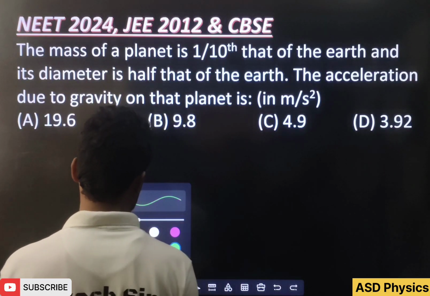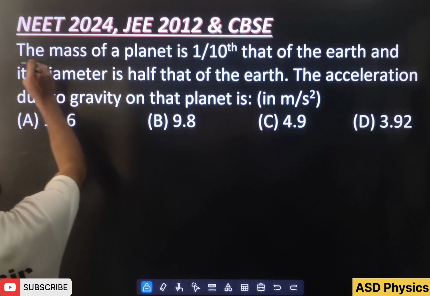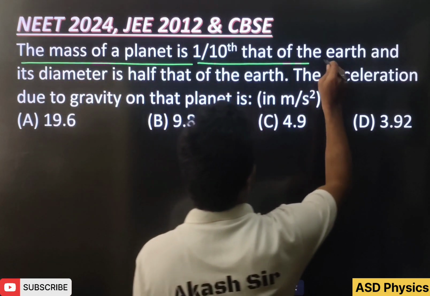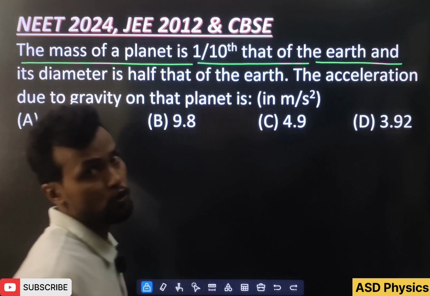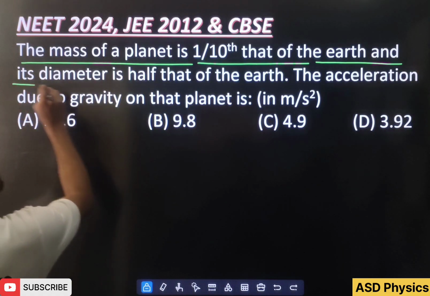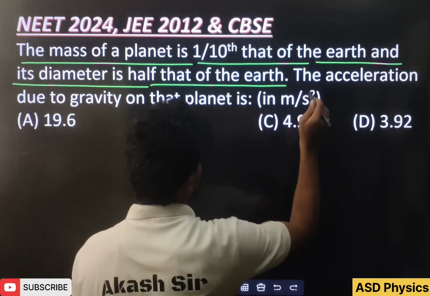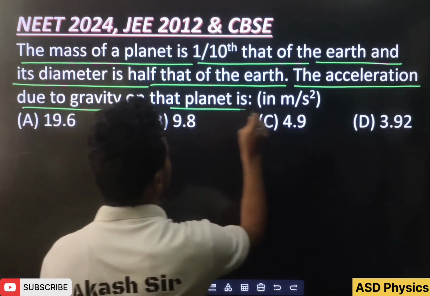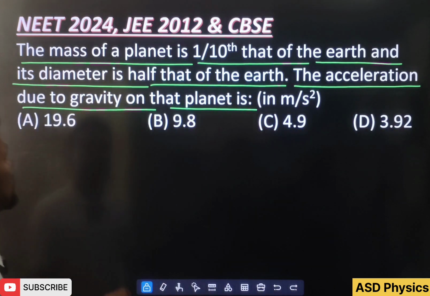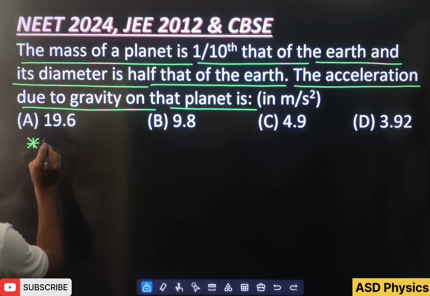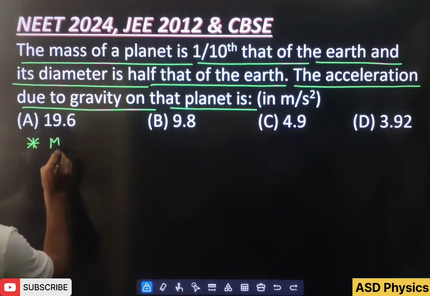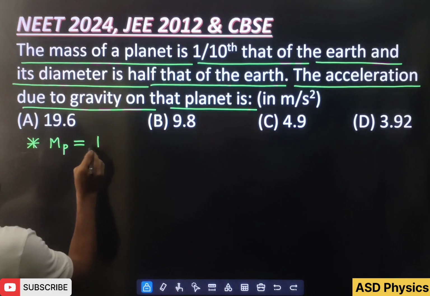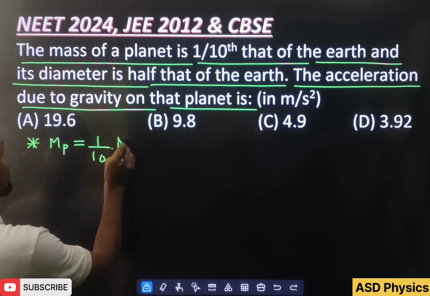Now we are going to solve the question. The question is: the mass of a planet is 1 by 10th that of the Earth and its diameter is half that of the Earth. The acceleration due to gravity on that planet is how much? First we'll note down the data. The mass of the planet is 1 by 10th of the mass of the Earth.